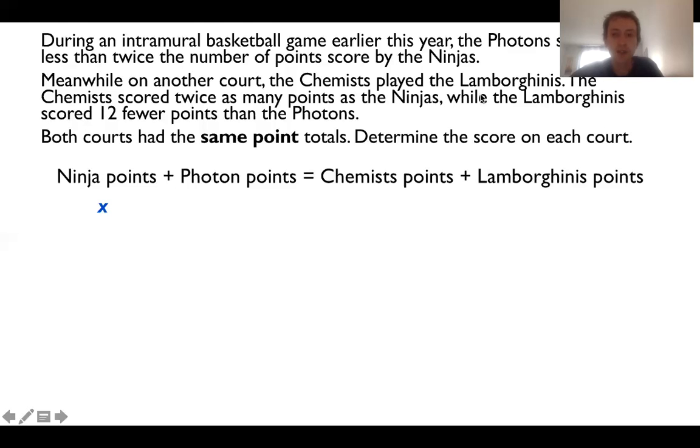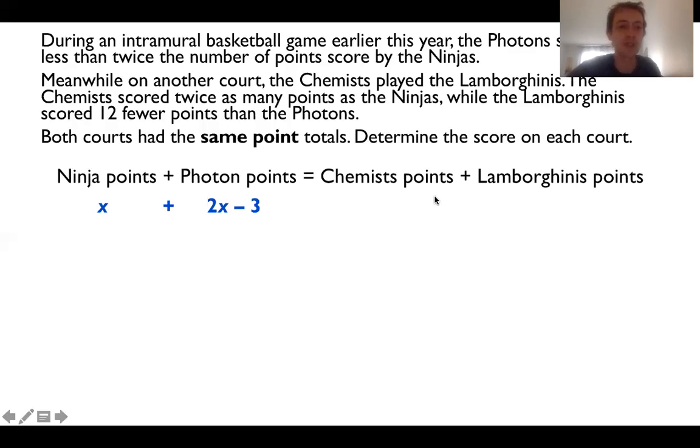Well, for us, it says the Photons scored 3 less than twice the number of points scored by the Ninjas. So 3 less than twice of that would be this part over here. So twice what the Ninjas got, minus 3. That is how many points we scored.